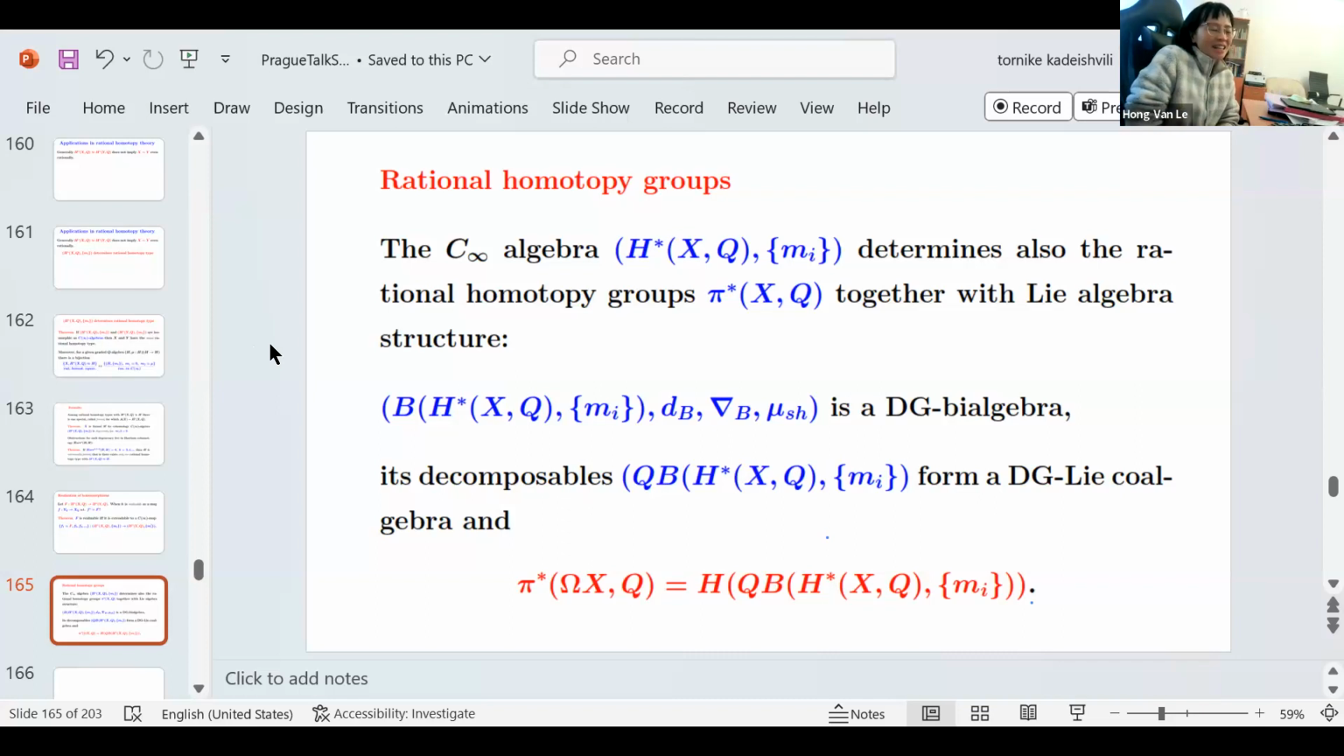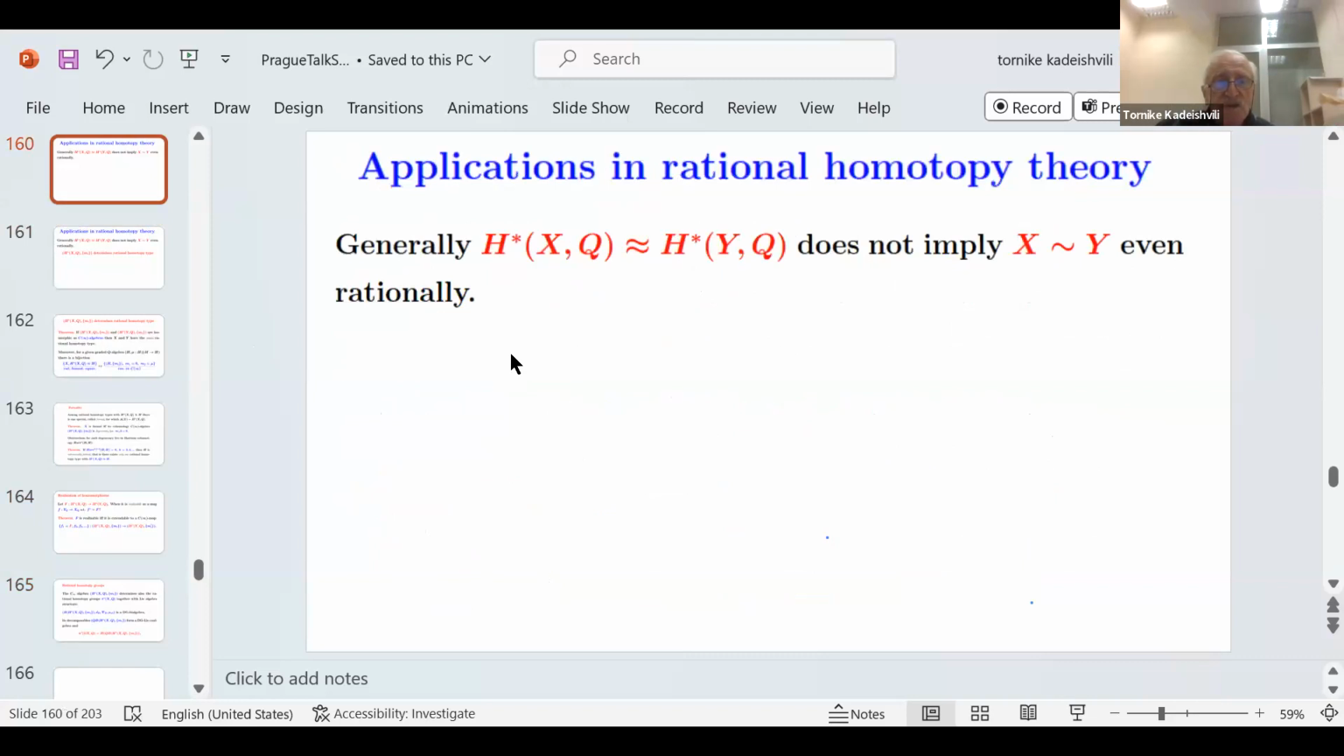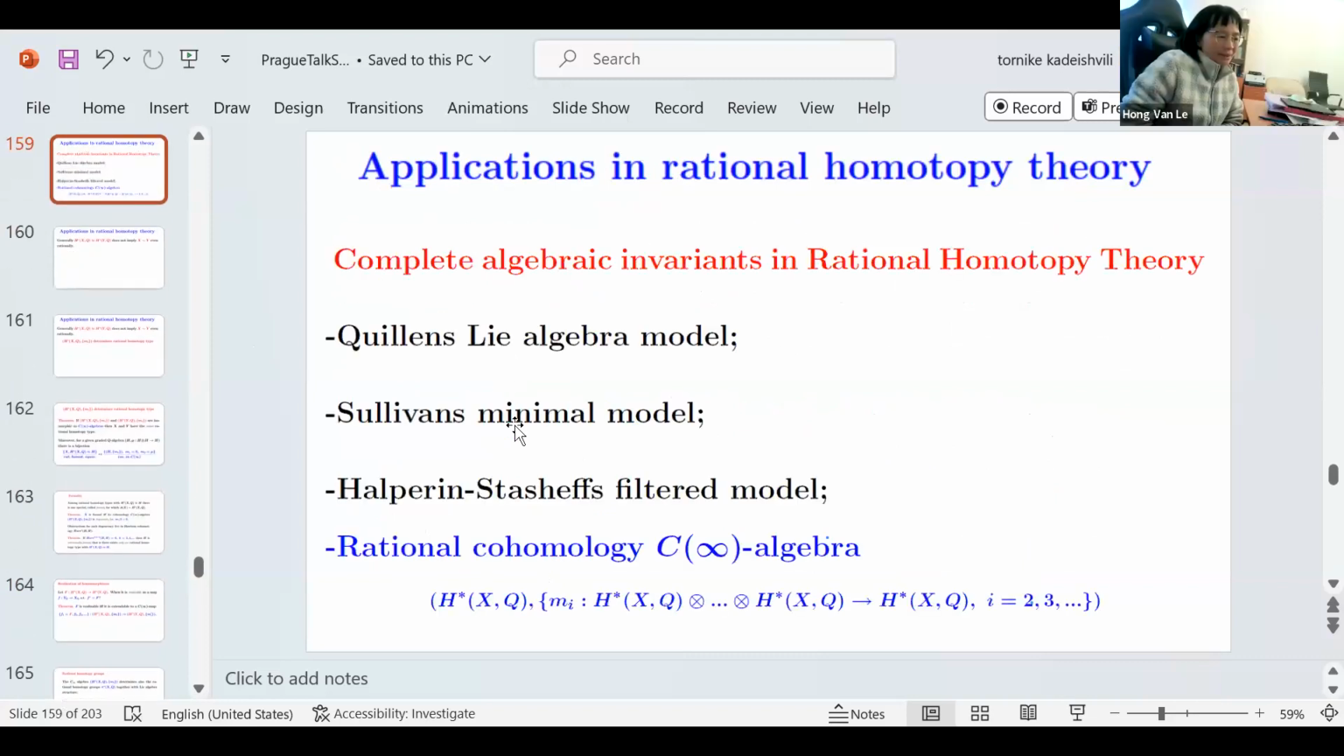So I just see. I want to ask you a question, of course maybe more, but first: what is the advantage of C-infinity algebra over Sullivan or Quillen or Halperin-Stasheff? No, I don't know what this is. No. Sullivan's model is a chain complex. Yes.